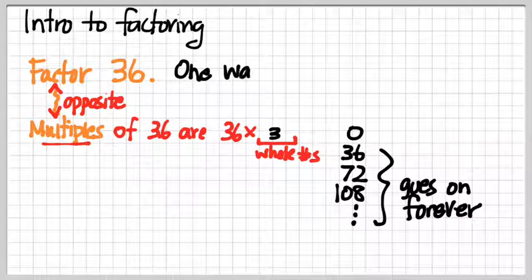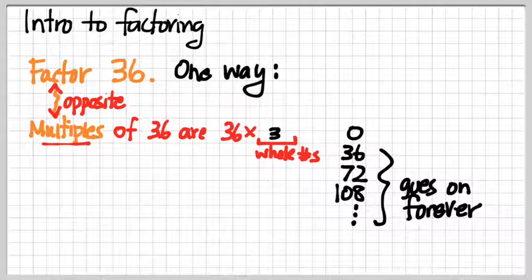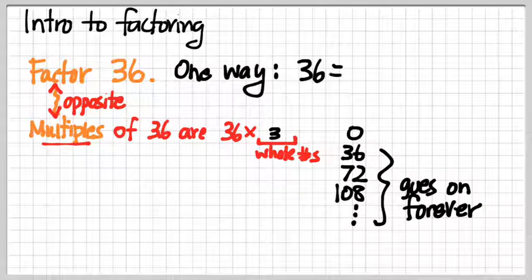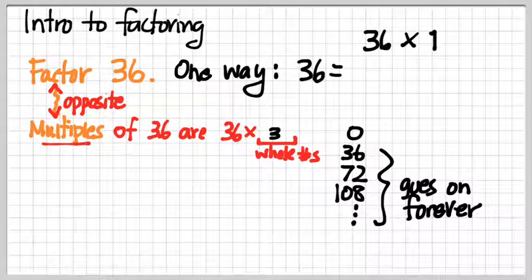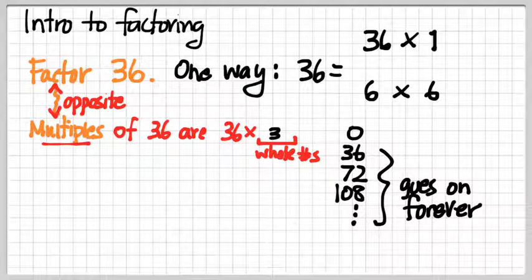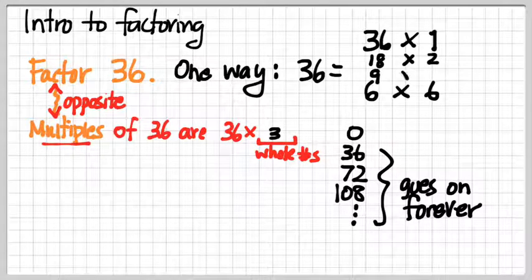Yeah. So one way of factoring the number 36 is to write it as 36 times 1. Okay? Because 36 times 1 is equal to 36. What's another way? 6 times 6. That's another different way of factoring the number 36. And then there are others in between. We could do 18 times 2. We could do 9 times 4.